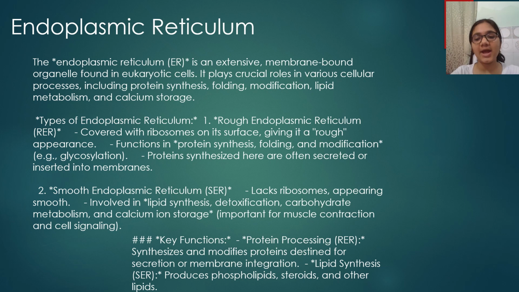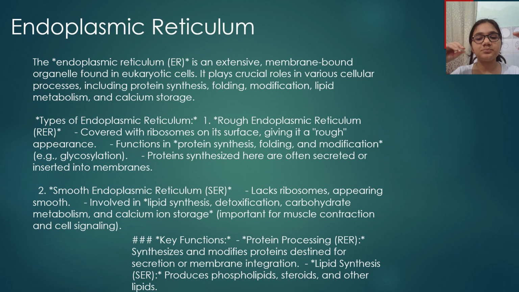Now there are two types of endoplasmic reticulum. If we see, there are two types of endoplasmic reticulum. दो तरह के ER होते हैं, that is the RER. Second, it is the SER. RER is the rough endoplasmic reticulum and SER is the smooth endoplasmic reticulum.